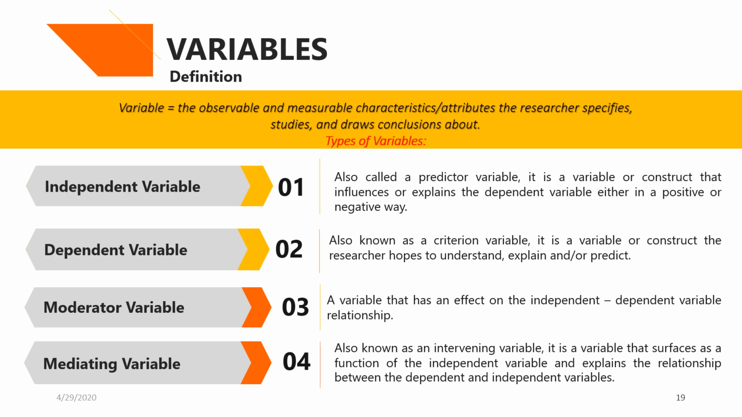When you ask what factors contribute to fraud, you are looking at independent variables. So the factors are known as independent variables. So what is an independent variable? An independent variable is a predictor variable. It is a variable or construct that influences or explains the dependent variable. It can be a negative or positive relationship.